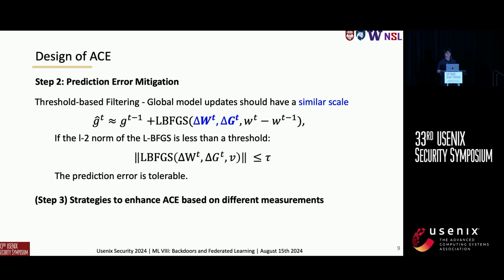For the second step, we note that solely predicting the future global model may not be enough to be accurate. So we also propose a threshold-based filtering algorithm, where we have the insight that the global model updates across different iterations should have a similar scale. So we limit the norm of the LBFGS estimate, and if the norm is less than a threshold, we consider the error tolerable. In our paper, we also propose some strategies to further enhance our proposed ACE based on either a cosine similarity-based method or a validation data-based method. Please also refer to our paper for details.